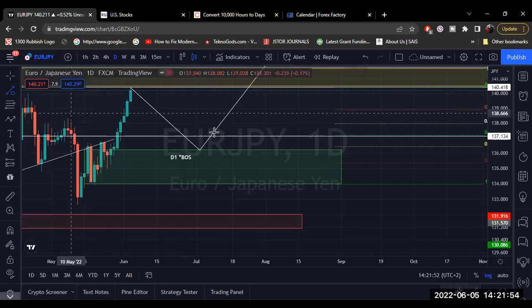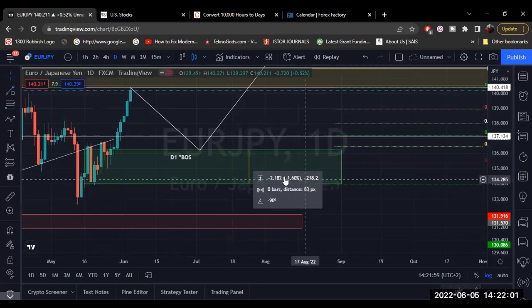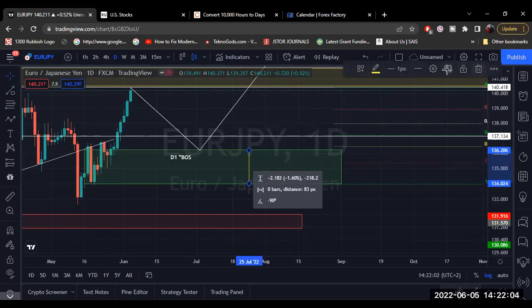Right, it's just a lazy way to draw it for my eyes. But when I'm now by myself trading, I'm going to have to refine the area of value, right? 218 pips is a lot of money. Doesn't matter the lot size, right?